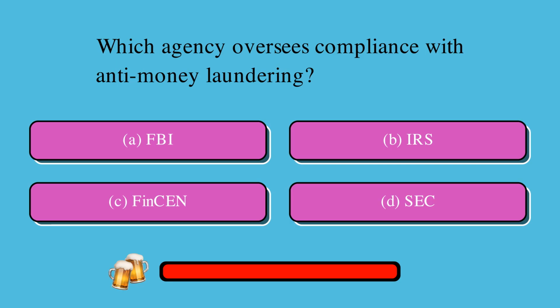Which agency oversees compliance with anti-money laundering? Is it A. FBI, B. IRS, C. FinCEN, or D. ASIC? The correct answer is C. FinCEN.